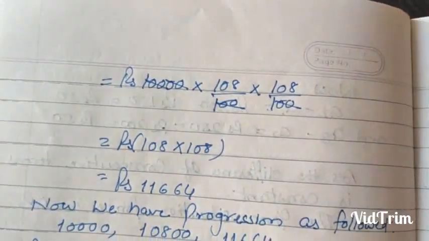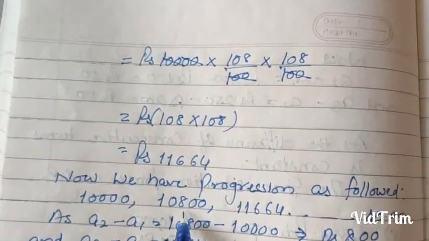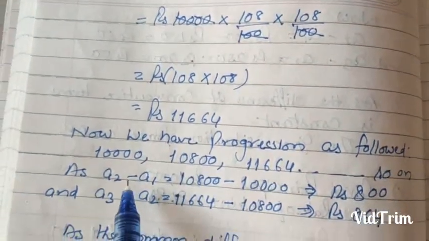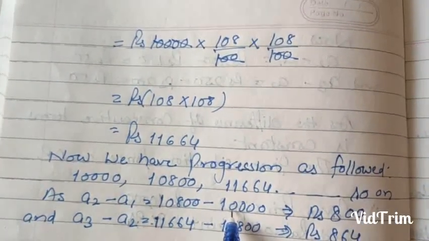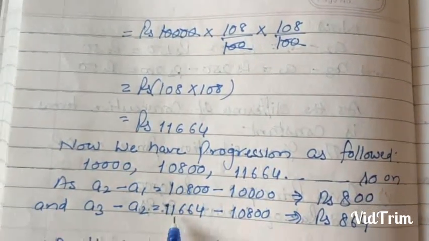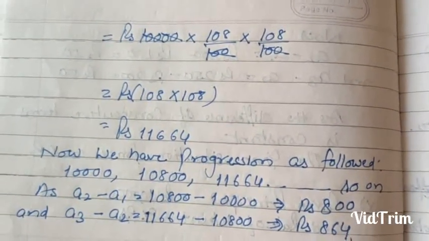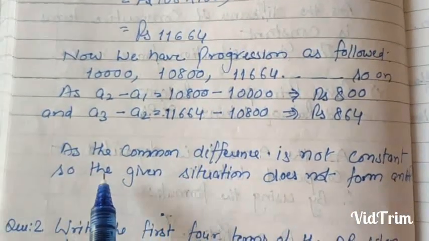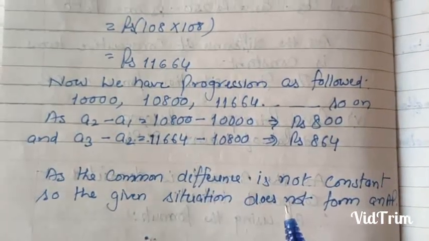11,664. Now we have the progression as follows: rupees 10,000, rupees 10,800, 11,664, and so on. The difference of consecutive terms, that is A2 minus A1, is 10,800 minus 10,000, that is rupees 800, and A3 minus A2 is 11,664 minus 10,800, and it becomes rupees 864. As the common difference is not constant in this progression, the given situation does not form an AP. Pause the video and note it down.